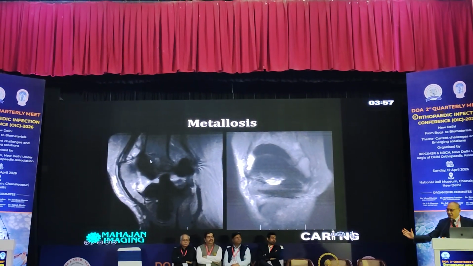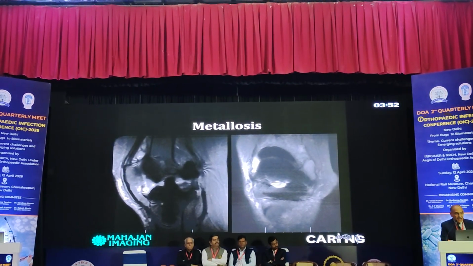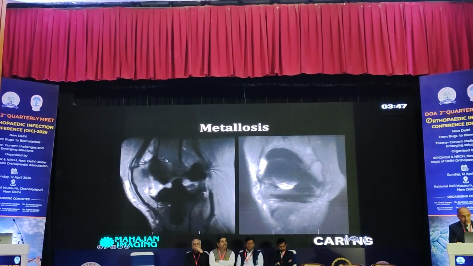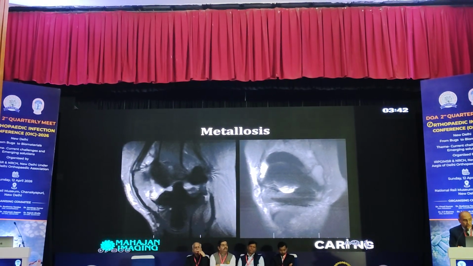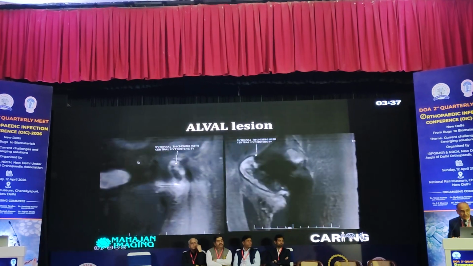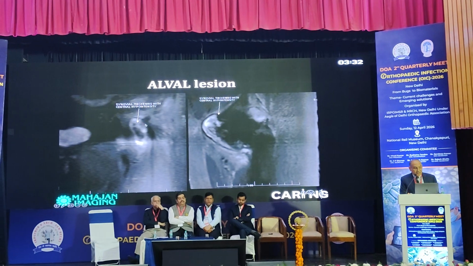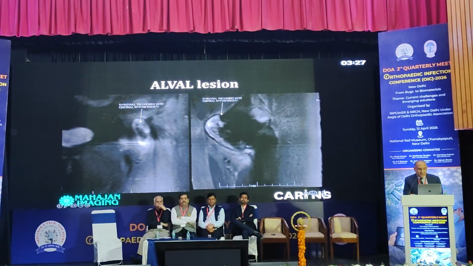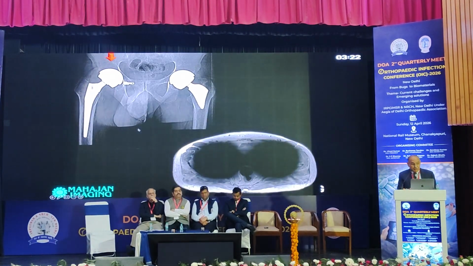So how to differentiate infection from some other cause for pain, swelling? And here you can see this artifact which is coming from, and this is again a MAVRIC sequence. You see on the synovium these artifacts which are coming, which represent metallosis. This is a case with an ALVAL lesion where you see synovial thickening, and this central hypointensity is very typical of an ALVAL lesion, and so we can differentiate between that.